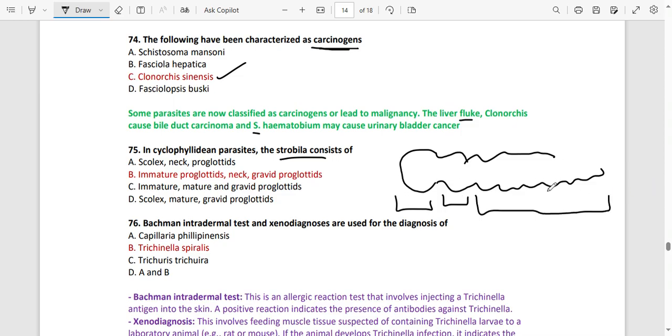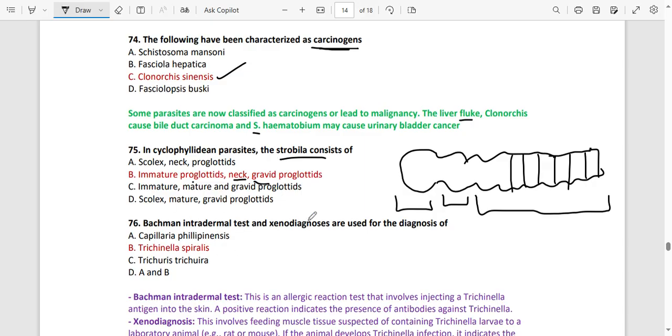The strobilus has proglottids. Proglottids are segments which can be shed, and you have up to 1,000 of these. Some of them are mature, others are not. So immature proglottids, and the neck is also considered part of the strobilus. And also gravid proglottids, these are the ones that have the eggs; they are gravid, they are pregnant.